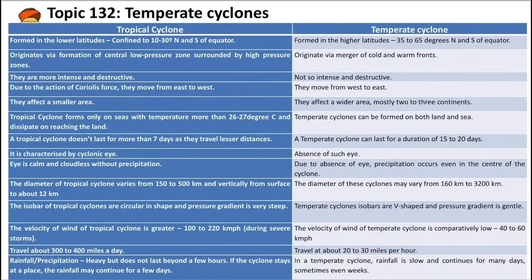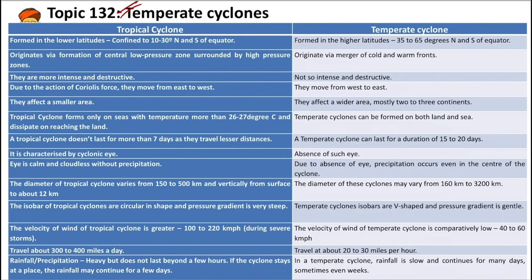Next important topic, temperate cyclones. Just now we saw what a tropical cyclone is. Tropical cyclones occur near the equator or the tropical region, whereas temperate cyclones form far away from the equator region, and they usually occur during the winter season. This is what we have to remember, and there are some differences between tropical cyclone and temperate cyclone. Based on that, we can define what a temperate cyclone is.